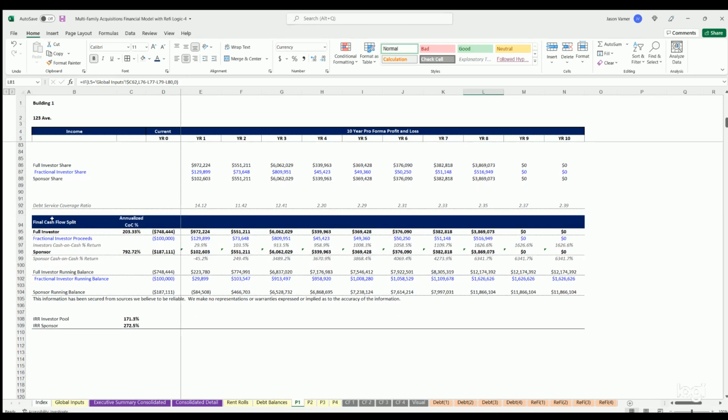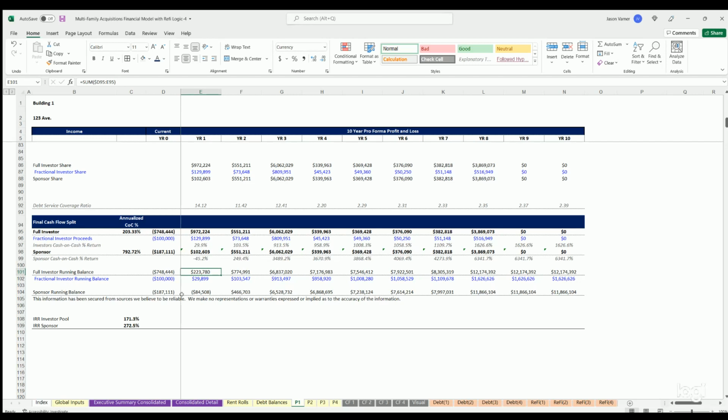And then we have down here final cash flow split. So this is showing again full investor, fractional investor, total sponsor, the total cash flow per period for each, the cash on cash percentage returned. And this is an aggregate figure based on total cash returned against total investment. Same with sponsor, same deal.